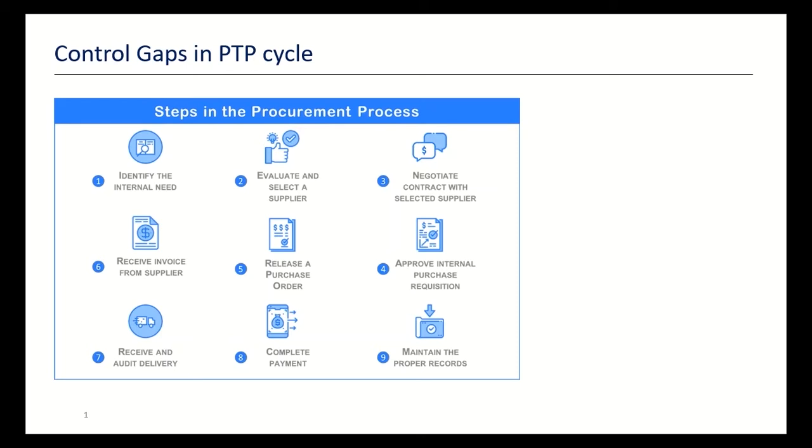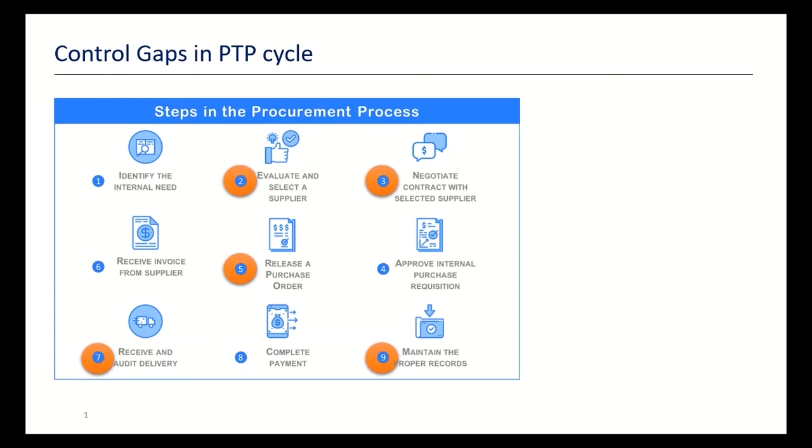So in this particular lifecycle, there are multiple places where there is a need to have controls. For example, I identified a few places here: evaluation of the vendor, negotiating a contract, releasing a PO, at the time of receiving the GR, and maintaining records within your system.